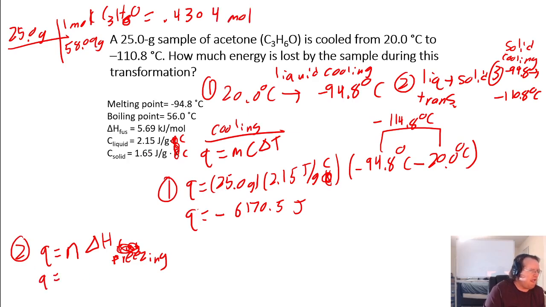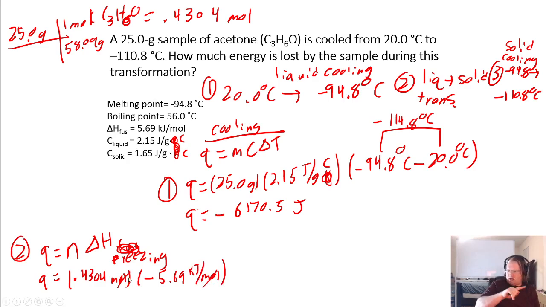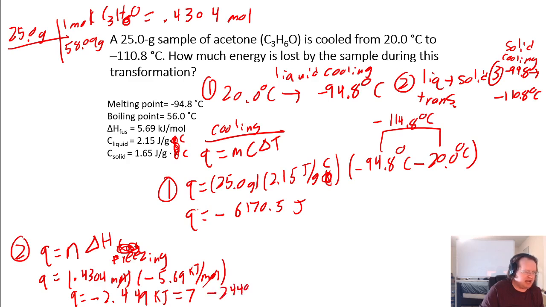We have Q equals 0.4304 moles. And then I'm going to multiply it by negative 5.69 kilojoules per mole. I'm doing negative because they gave us fusion, but we need to use freezing. And they are the opposite signs, but the same value otherwise. So we just put a negative in front. So when I multiply those out, I get 0.4304 times negative 5.69. So that here, Q is equal to negative 2.449 kilojoules, or negative 2,449 joules, sorry. I'm going to go ahead and convert it to joules.